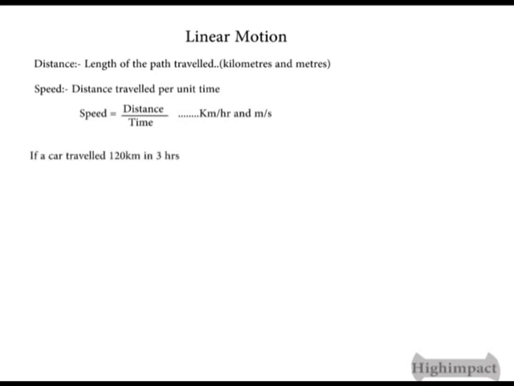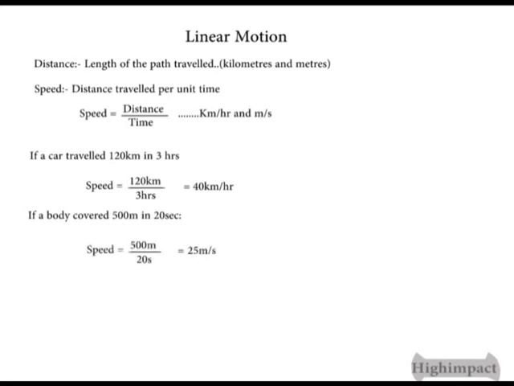So if a car traveled 120 kilometers in 3 hours, its speed is going to be 120 over 3, which is equal to 40 kilometers per hour. If a body covered 500 meters in 20 seconds, then its speed will be 500 over 20, which is equal to 25 meters per second. This means that for every second, the body travels 25 meters. A higher speed means the distance is covered within a shorter time.